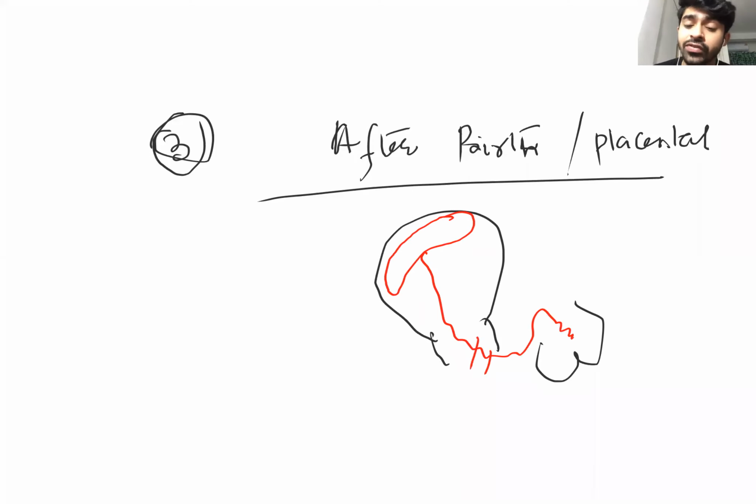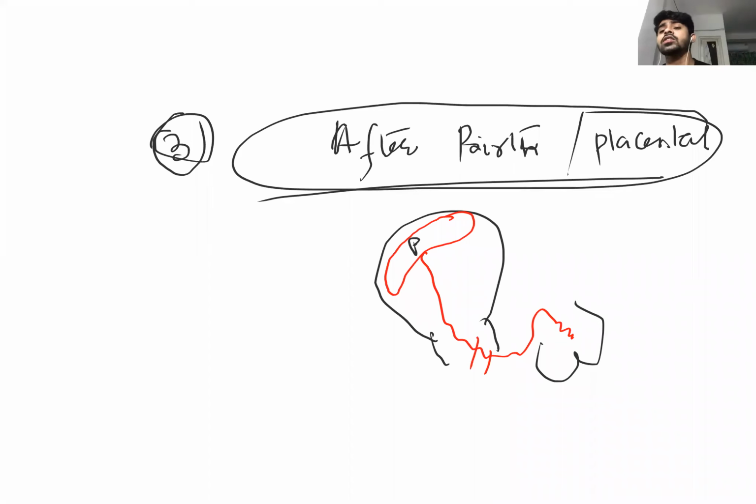In the stage of expulsion, the second stage, you have already cut this umbilical cord, but still something is remaining in the uterine cavity, and that is called the placenta. So now we have to deliver this placenta, and that's why this is called the afterbirth phase. The baby has already been born, so now the placenta has to be delivered. This is called the placental phase or afterbirth phase. Are you getting my point?